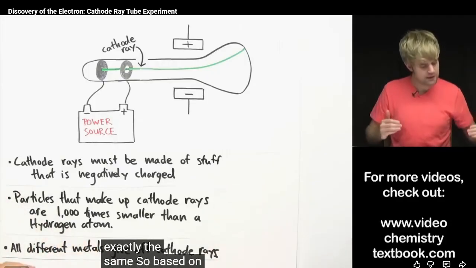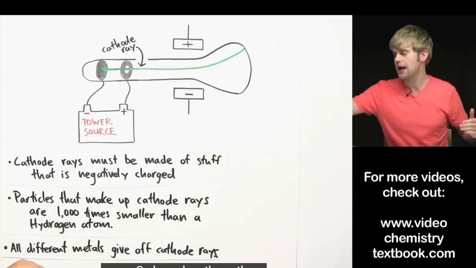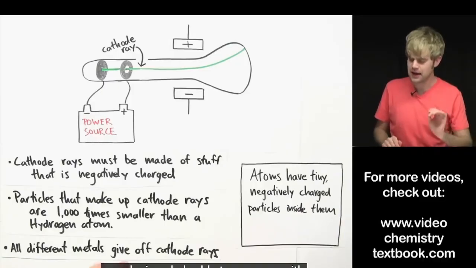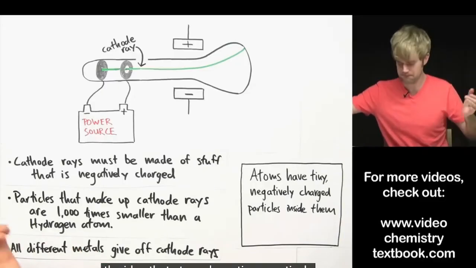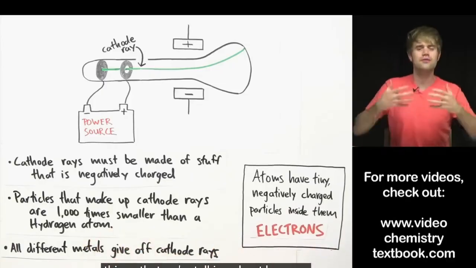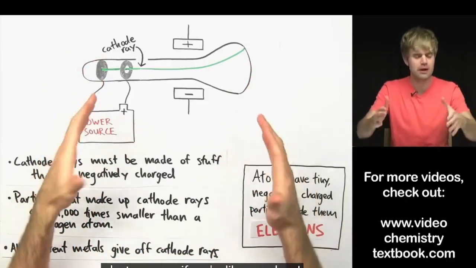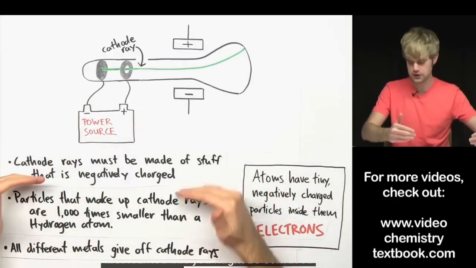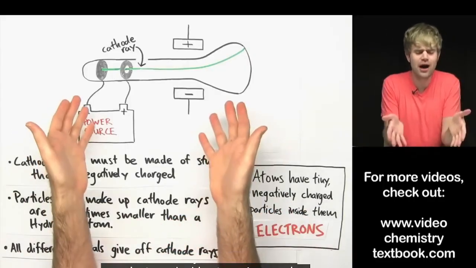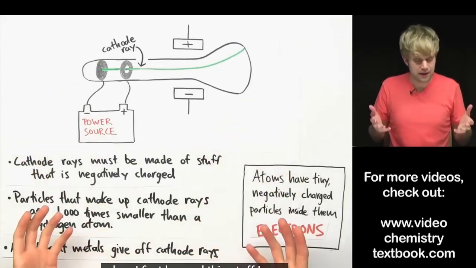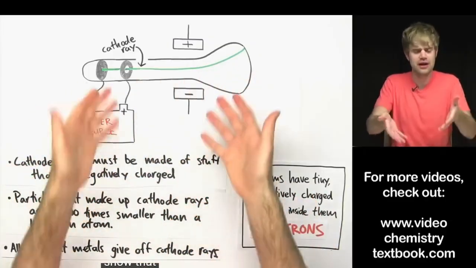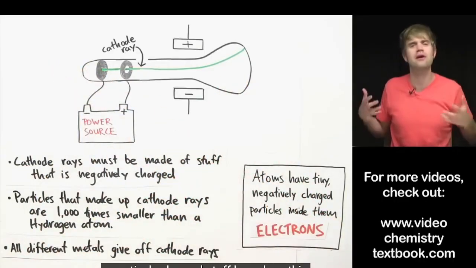So based on these three conclusions, he's able to come up with the idea that atoms have tiny, negatively charged particles inside them, and these things that we're talking about here are electrons. Now, if you're like me when I first learned this, you might be confused how these conclusions definitely tell him that there are electrons inside atoms. I remember when I first learned this stuff, I was thinking like, wait, doesn't this just show that electricity or cathode rays have negatively charged stuff? How does this tell us anything about the atoms?